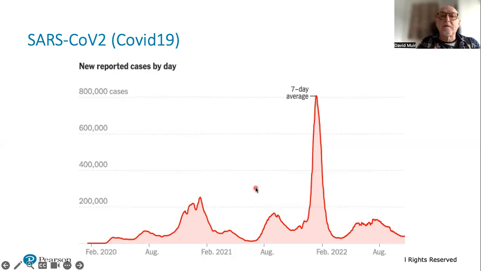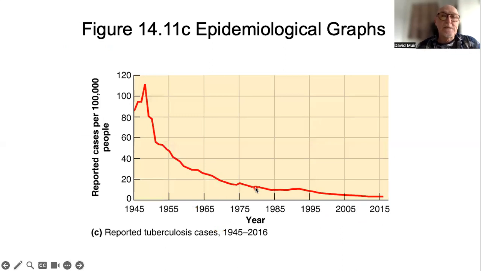As opposed to this kind of graph, and this is a prevalence. This is a graph of prevalence of tuberculosis over a number of years. And you can see here the prevalence is the total number of cases measured at a particular time. So we can do it by year: the total number of cases of tuberculosis in a year.